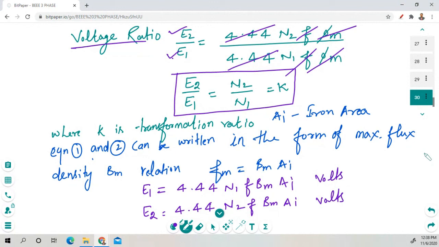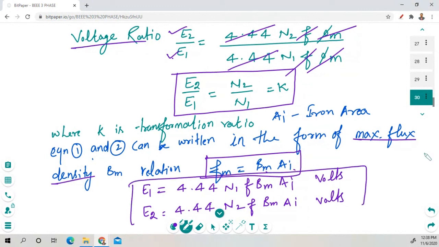Okay, we can use this for the maximum flux density. So how to calculate this maximum flux density? The maximum flux density is calculated using Vm upon A into L. We put these values here, and we calculate these EMF equations for the primary and secondary winding.